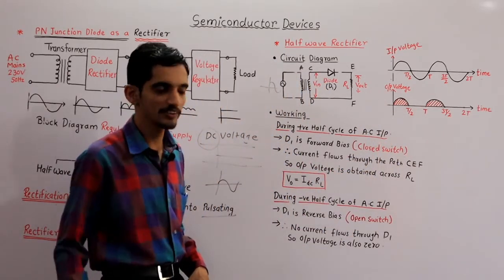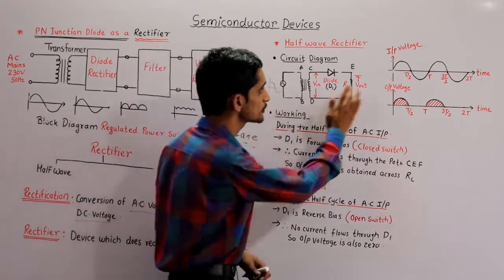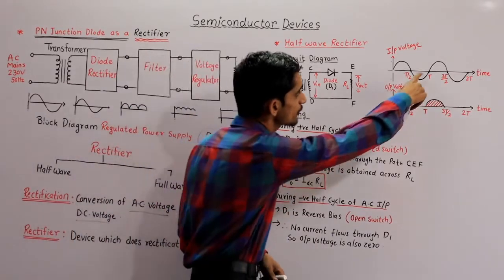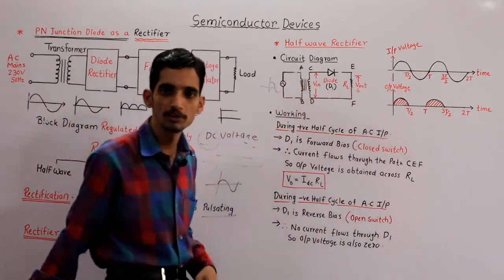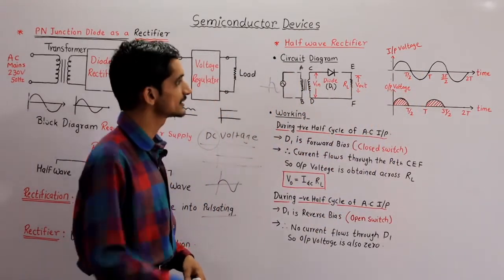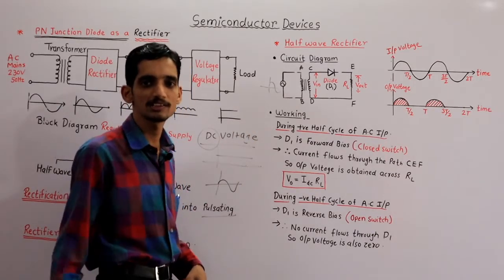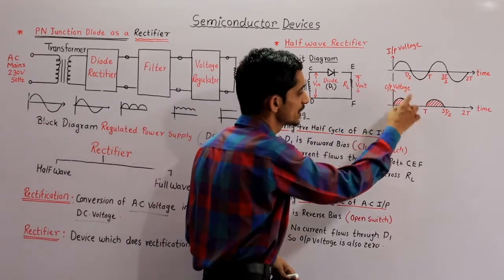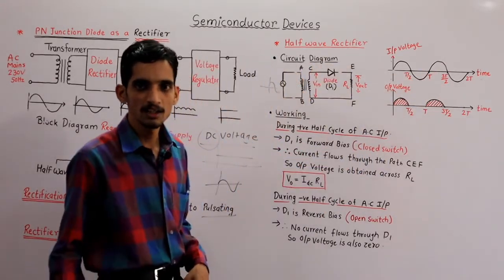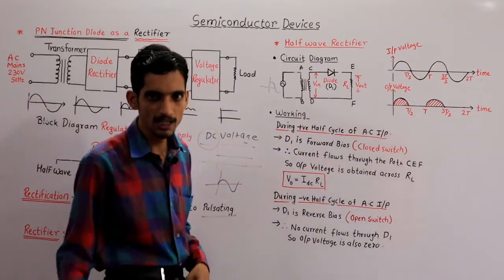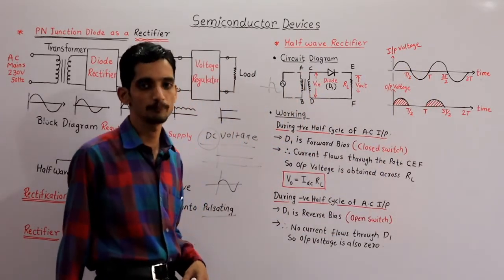So as per the definition, during positive half cycle of AC input, you are getting the output voltage. During negative half cycle of AC input, you are not getting the output voltage. That's why this is the half wave rectifier. In this manner, it converts this AC input voltage into pulsating DC, in which only one half cycle is rectified and another half cycle is not rectified.